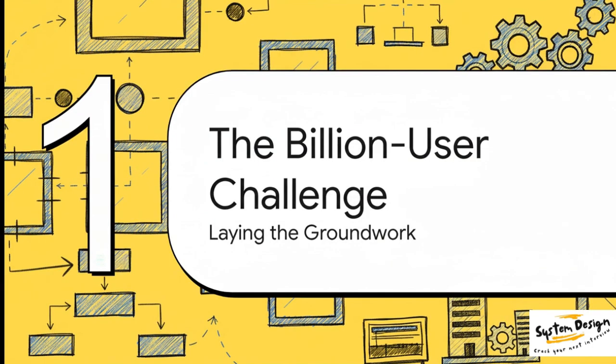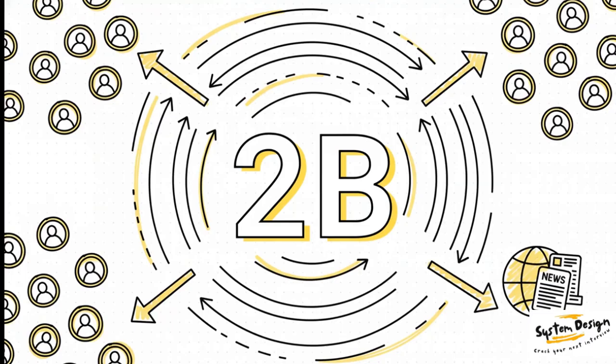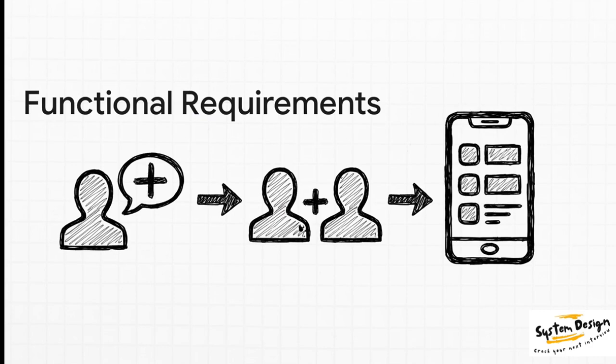Okay, first things first, the billion user challenge. Look, before we can even think about designing a system, we've got to understand the problem, right? We need to lay the groundwork and figure out exactly what this thing needs to do. And the very first thing, the most important constraint, is this number right here: 2 billion users. And that's not just a big number, it's the lens, the filter that every single decision we make has to pass through. So let's start with the functional requirements.